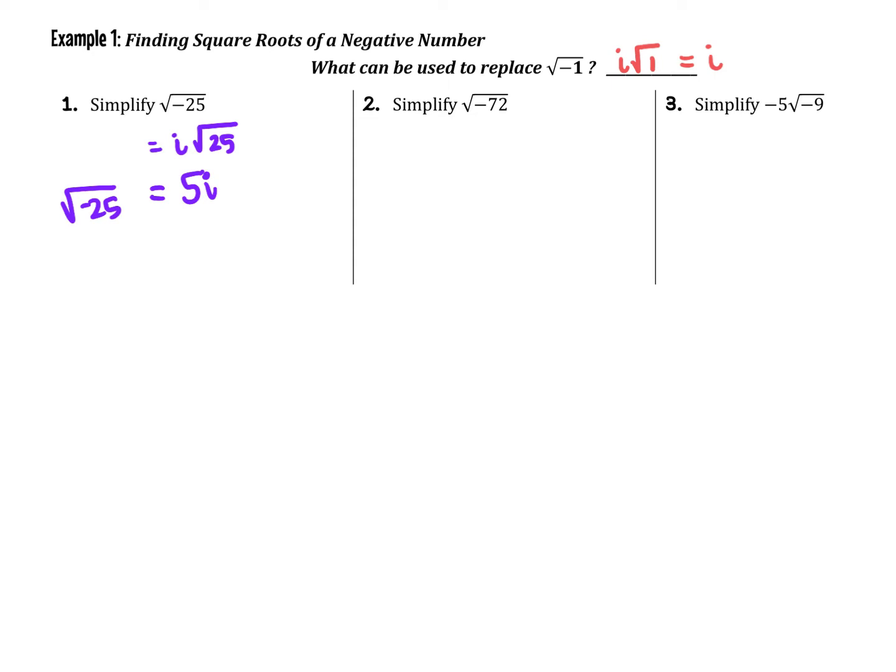Now I want you to notice there's no plus or minus symbol here. The plus or minus symbol comes in when you have a function and you are the one that is square rooting both sides because you need to consider both solutions.